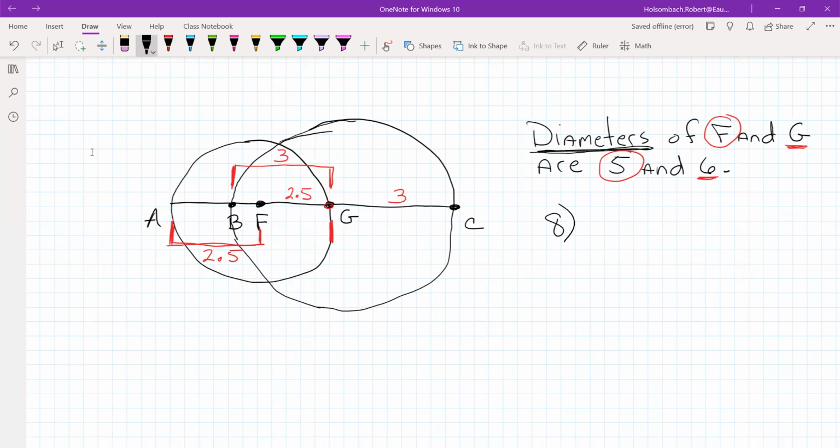Now, number 8 asks you for BF, and number 9 asks you for AB. So here's segment BF. It's a piece from the end of circle G over to F. So look what we got going on here. If B to G is 3 and F to G is 2.5, well, what are we missing? 3 minus 2.5 equals 0.5. So this piece from B to F is 0.5.